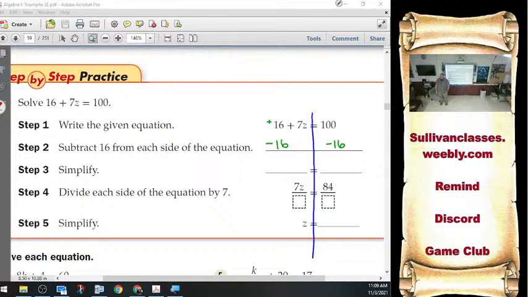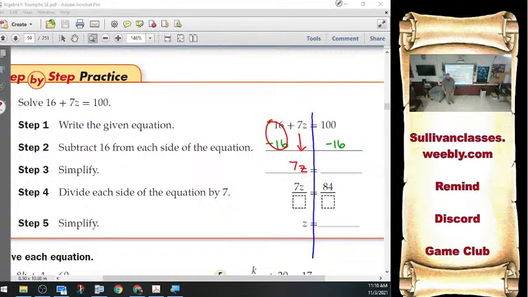What should I show before writing the next line? What is 16 minus 16? 0. So this is why I say we put the 0 on there, because now I see what sign goes with this. Now I know it's a positive 7. So I have 7z.